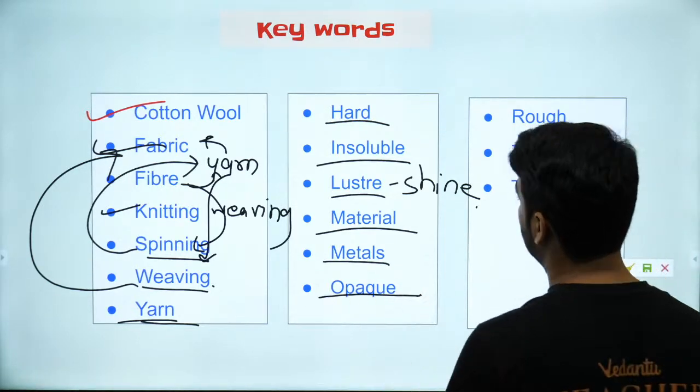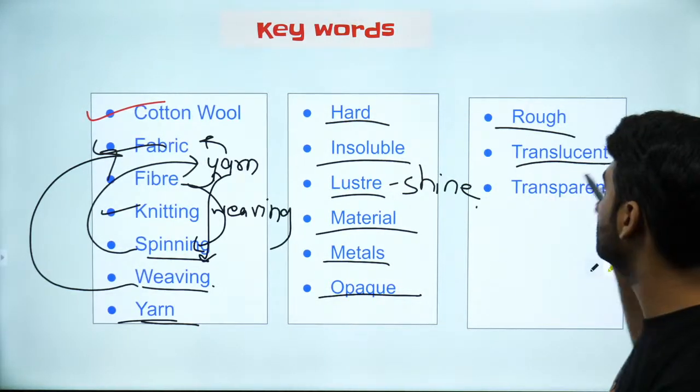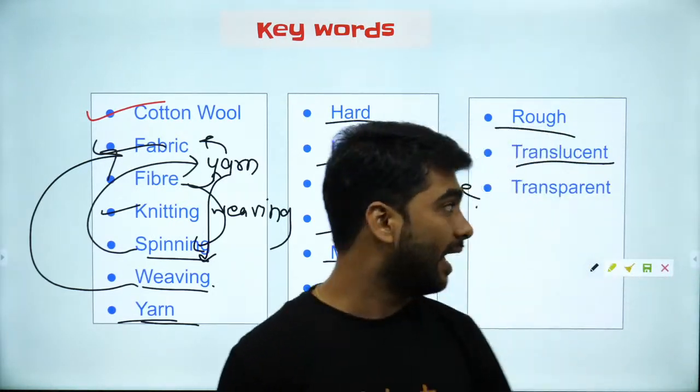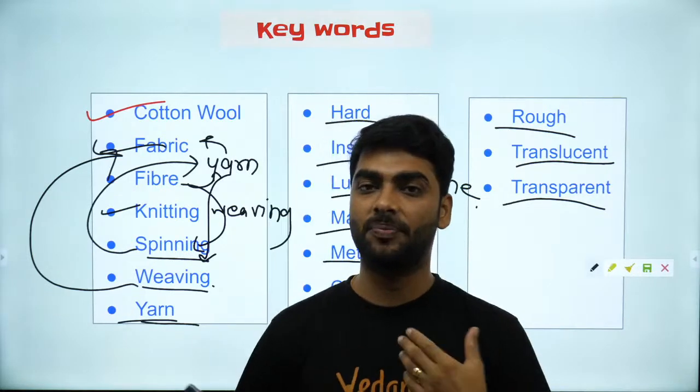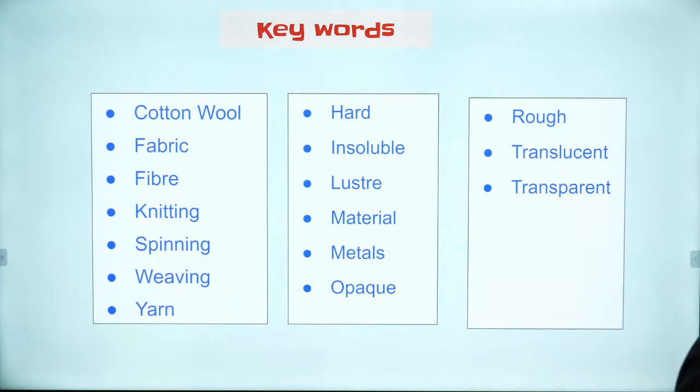Opaque, through which you cannot see at all. Rough, which is coarse to touch. Translucent, through which you can see partially, like a butter paper or a thin sheet of paper. And last, we have transparent, through which you can see completely, like air, water, glass. Done.